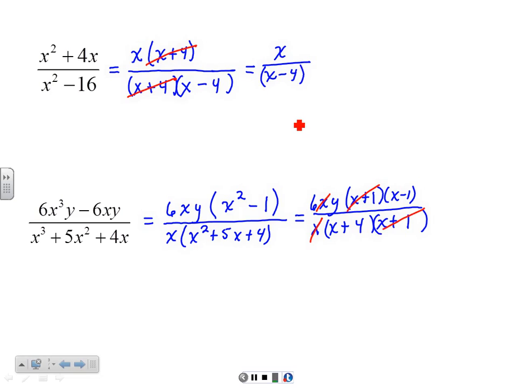So I can cancel the x plus 1's. And so your answer is going to be 6y times x minus 1. That's what we have left on top. And on the bottom we have an x plus 4. And that's going to be your answer.